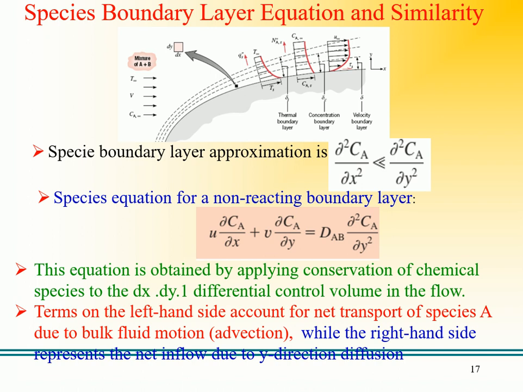Of course, the variation in the concentration along x is very small compared to the variation along the y direction. So the species equation for a non-reacting boundary layer is u ∂CA/∂x + v ∂CA/∂y = DAB ∂²CA/∂y². These equations we have written already in the first lecture of this chapter. This equation is obtained by applying the conservation of a chemical species to a small volume element dx dy, with a length of one for the differential control volume.